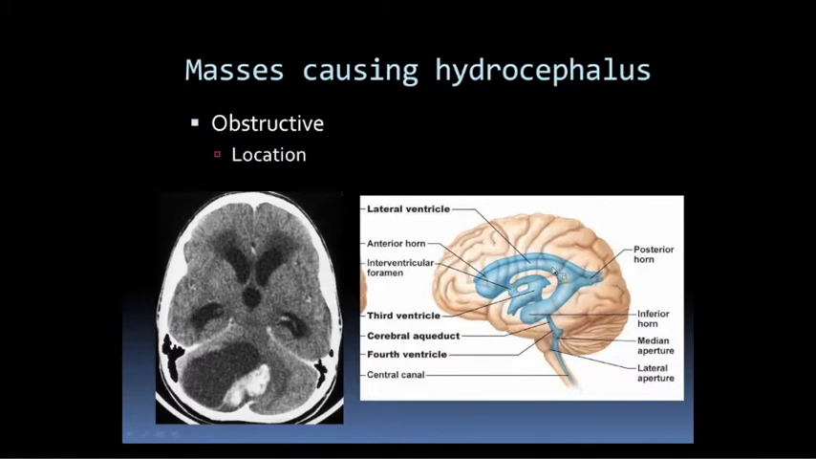That's really not the case around the lateral ventricles. If you have something pressing on the frontal horn or the temporal horn, that's really not going to obstruct downward flow of CSF, so that's not the case there. But the typical locations are the posterior fossa, any posterior fossa mass.